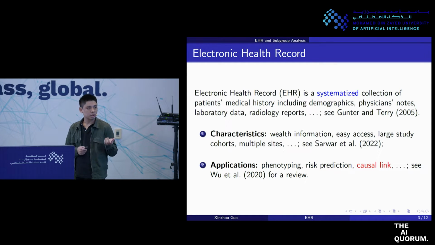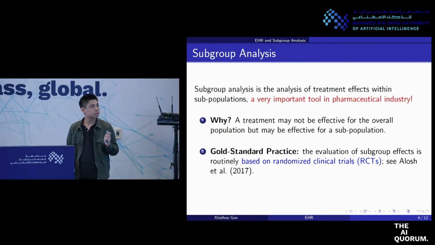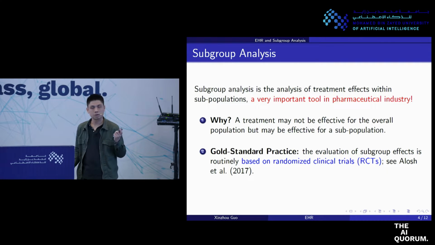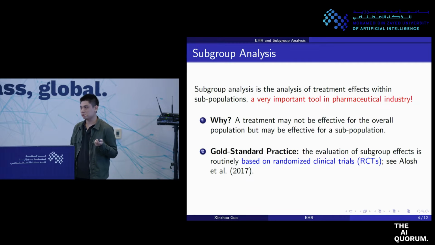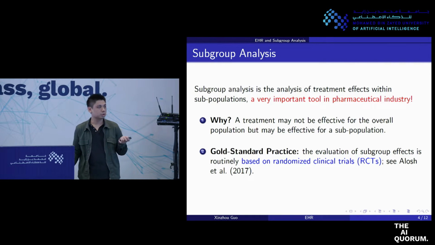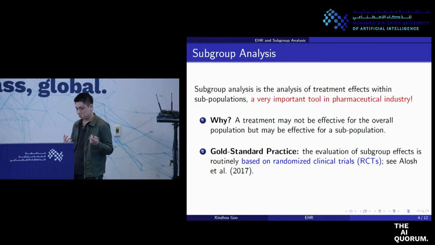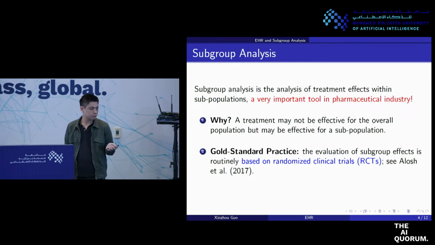One of the classical problems about causal inference in drug development is called subgroup analysis. Subgroup analysis is the analysis of treatment effect within subpopulations. It is a very powerful tool in drug development. Why? Because a treatment may not be effective for the overall population, but it is often found that it might be effective for a subpopulation. So how do we conduct subgroup analysis in practice? The gold standard practice is to evaluate the subgroup based on randomized clinical trials, and most of the existing clinical studies do subgroup analysis in this way.